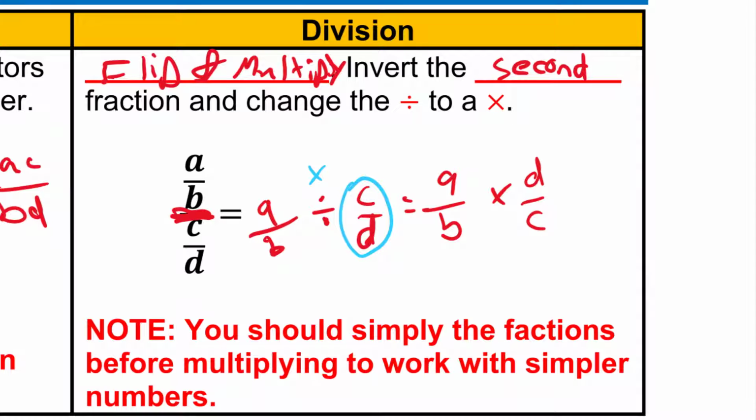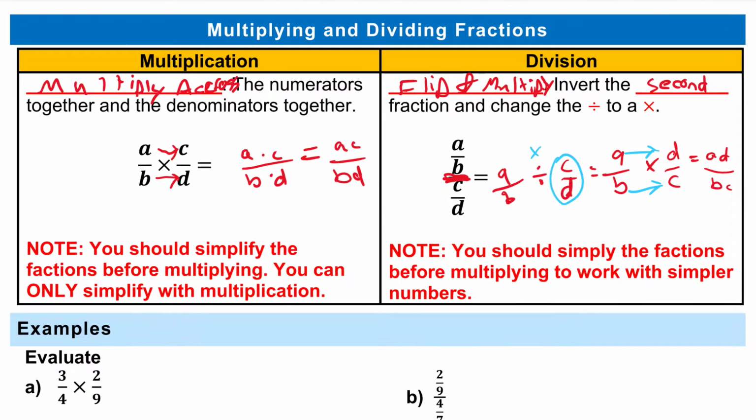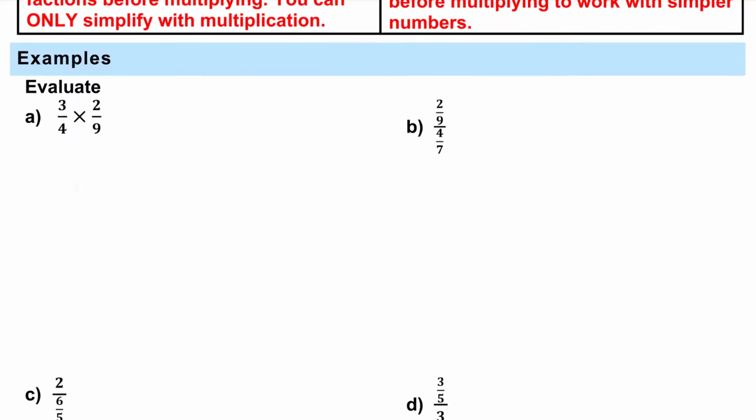And now how do we multiply fractions? Well, if you look on the left, we multiply across. So that would be A times D over BC. Okay, so that's the general form, but the key things you need to remember are multiply across and flip and multiply. If you remember this, you can generally remember the algorithm here. So let's move on to the examples.